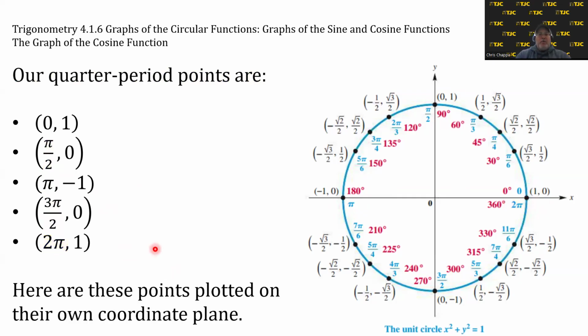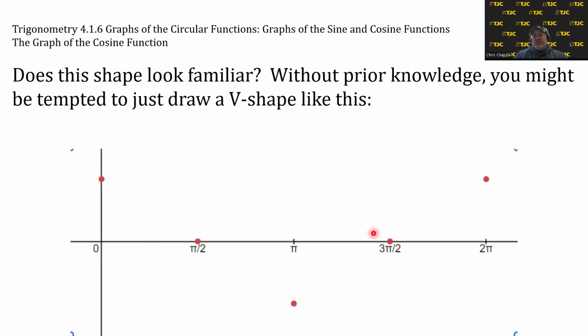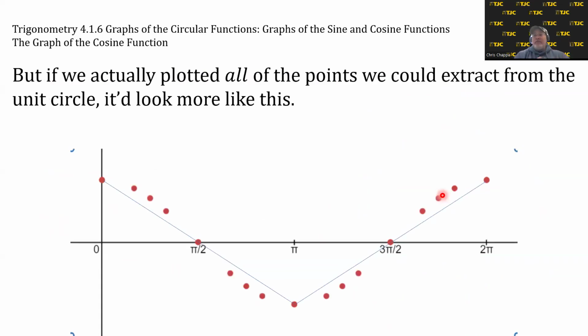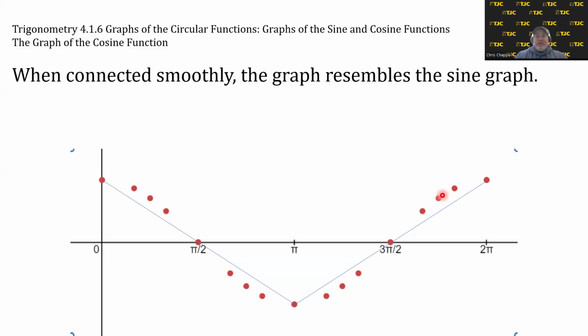Here are these points plotted on their own coordinate plane. Now, does this shape look familiar? Well, without prior knowledge, you might be tempted to draw a V shape like this. But if we actually plotted all of the points we could extract from the unit circle, it would look more like this. When connected smoothly, the graph resembles the sine graph.